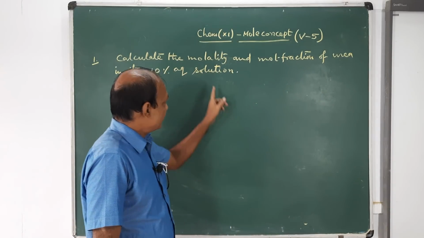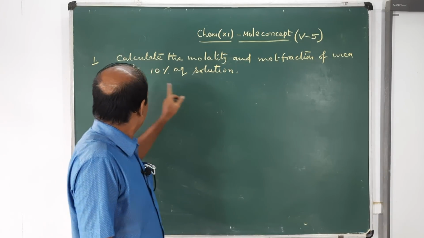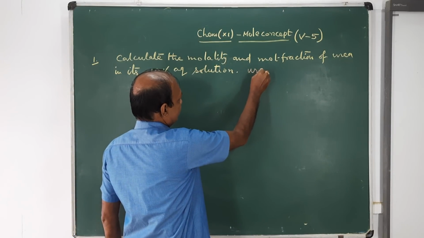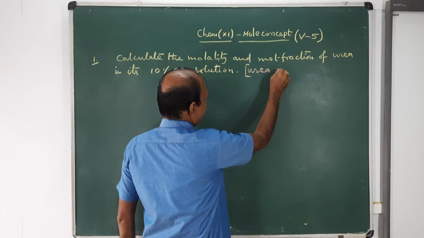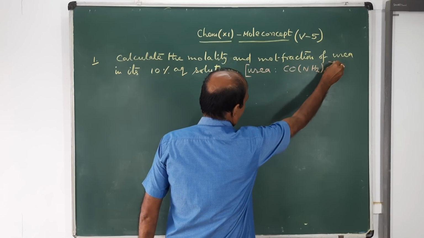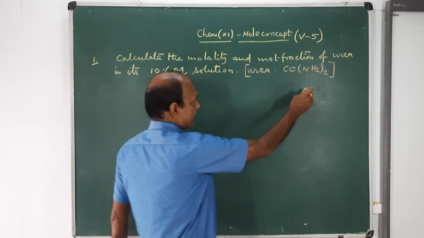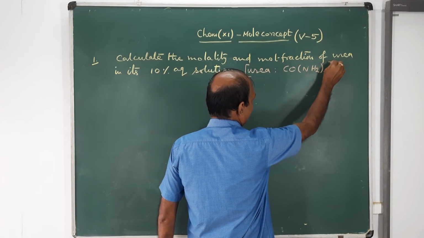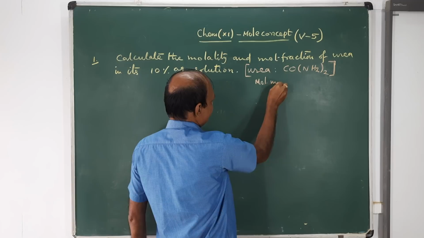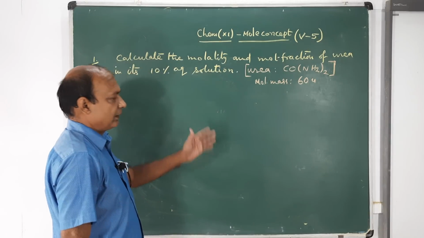Now boys, look at this question. Calculate the molality and mole fraction of urea in its 10% aqueous solution. As you know, the formula of urea is CONH2 whole 2, and I think you know its molecular mass. If you find the molecular mass, it is 60 u. By calculation you can see it.